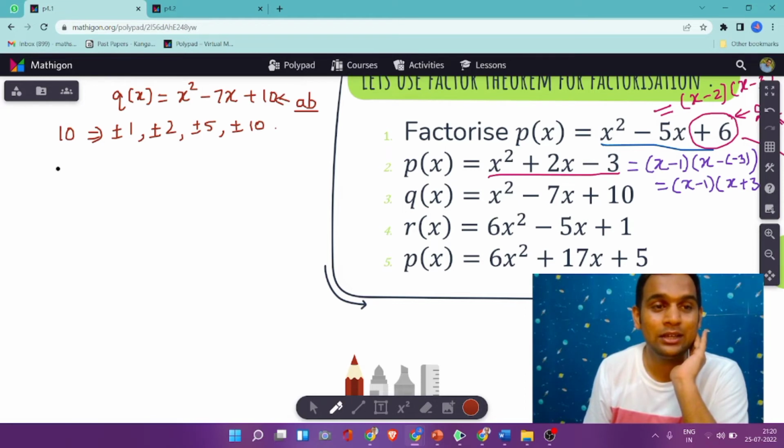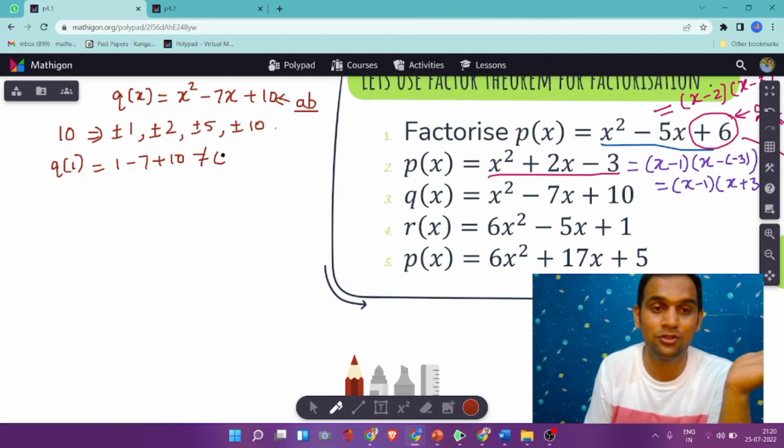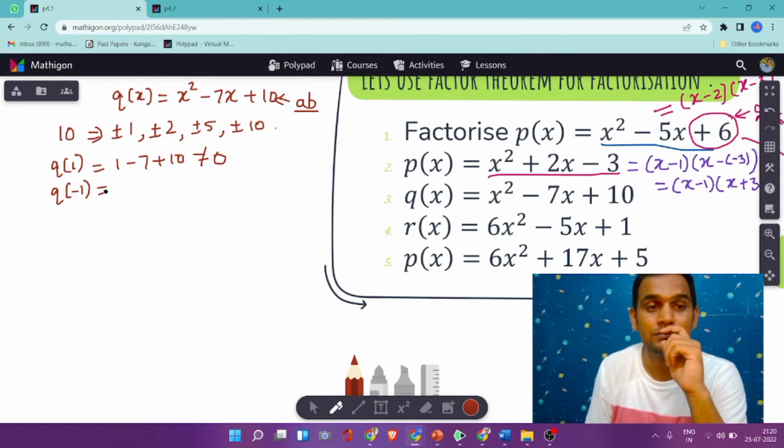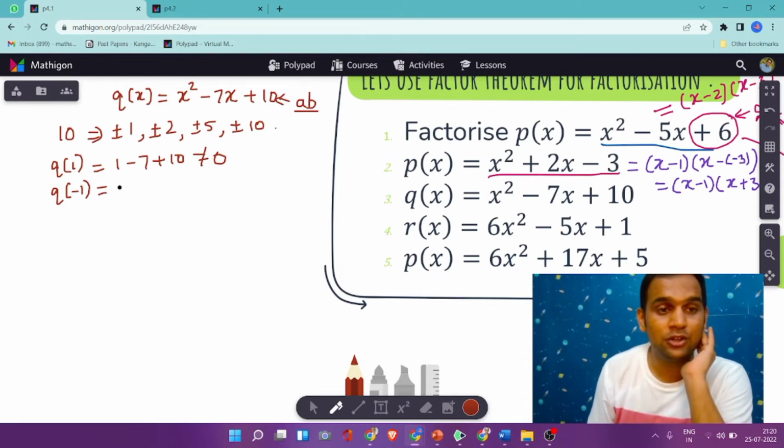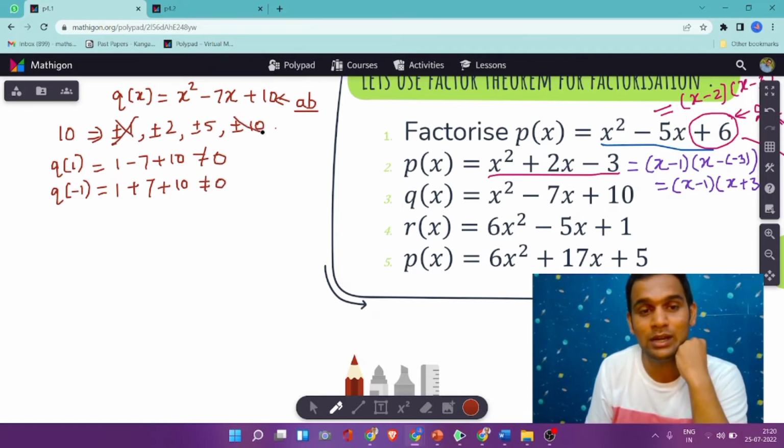So quickly, q of 1 equals 1 square minus 7 plus 10. You get 1 minus 7 is minus 6 plus 10. Obviously, it is not equal to 0. That gets cancelled. Q of minus 1, let's try to do it. So minus 1 squared is 1, minus 7 times minus 1, you get it as plus 7, plus 10. Oh my goodness, this is once again not equal to 0. That means once we have cancelled out plus and minus 1, plus and minus 10 is also not possible.